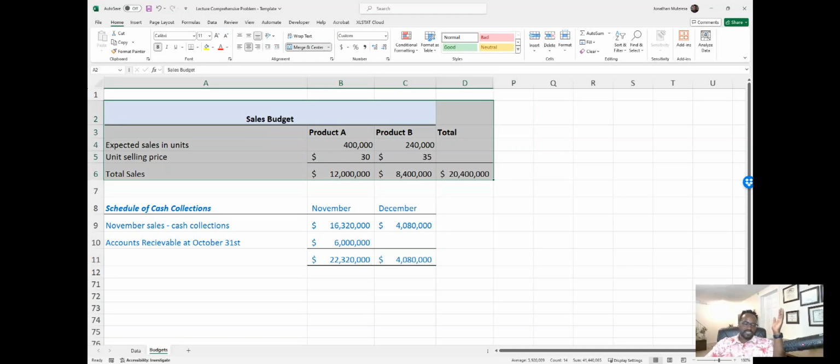The sales budget is simple. How many units did we sell? What is the selling price per unit? What is the total revenue that we expect to receive? Okay? Alright, that's it. Let's move on to the next budget, which is the production budget.